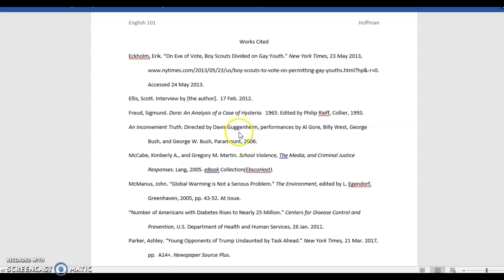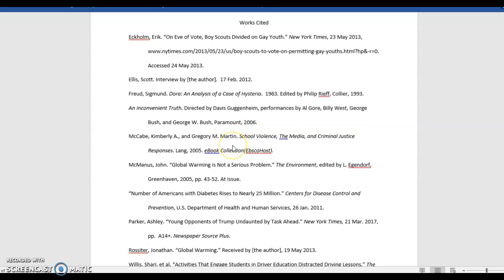The next piece is an electronic book, an e-book. E-books are handled pretty much like real books. Well, I mean real books, print copies of books, except for one key piece of information. So, first of all, I'm going to give the author. Last name first name last, McCabe, comma, Kimberly A, comma.